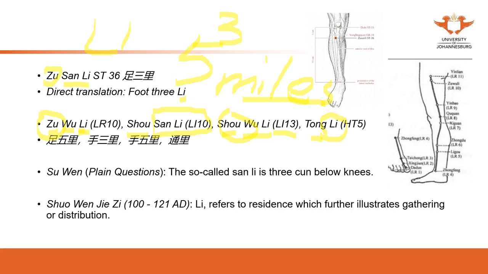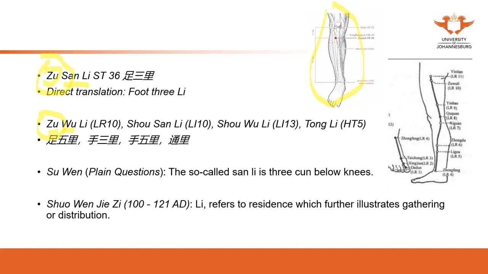The first mistake here is the foot. The foot, Zu, is a noun, it's not a verb. So you can't explain this Zu as walking or running. This is a noun for the foot or the leg, the area. It indicates that the location of the point is in the legs. That's why Zu, or the sole, is the foot, and Shou is the hand.